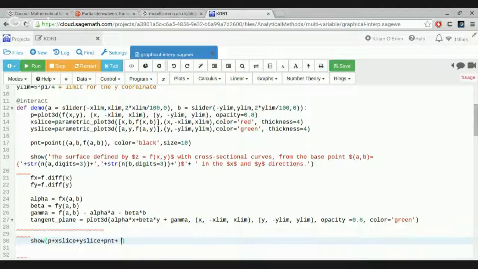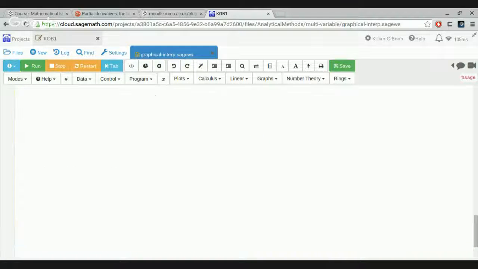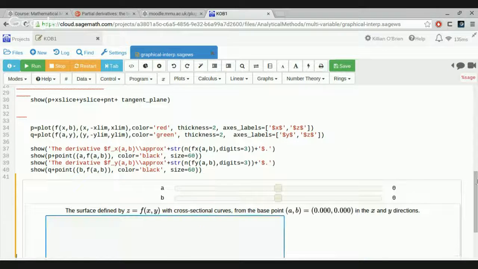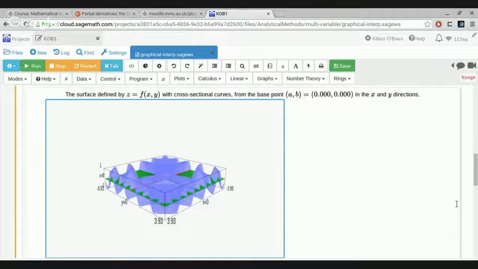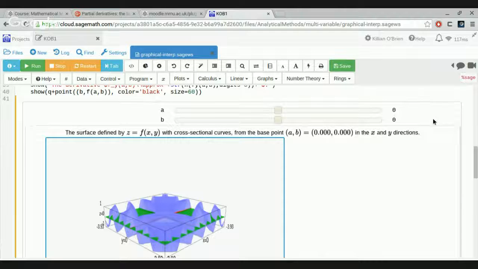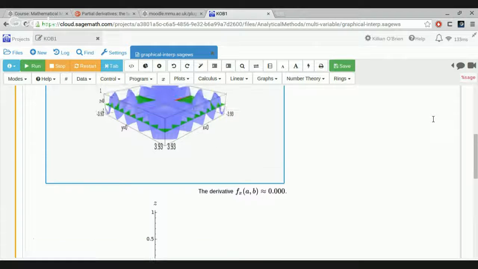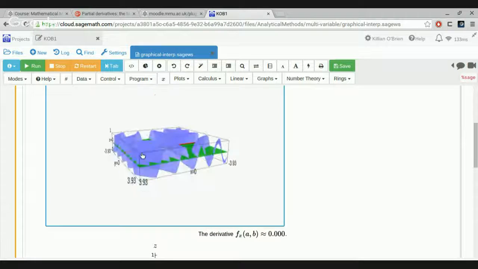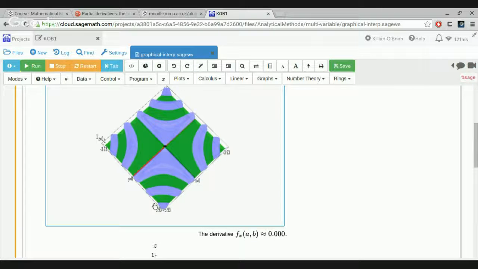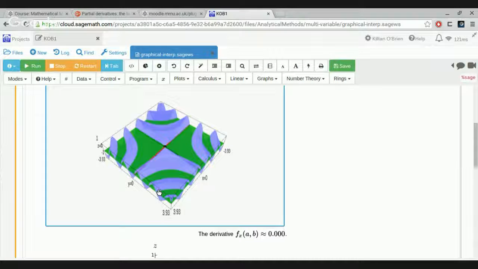In that show command, the surface was P, and X slice and Y slice are the two cross sections, and so we'll try and put in the tangent plane as well. So I might get a few error messages here. Okay, this is something of a miracle for anything to work first time like that. So there's our surface, the surface in blue, and the green tangent plane.